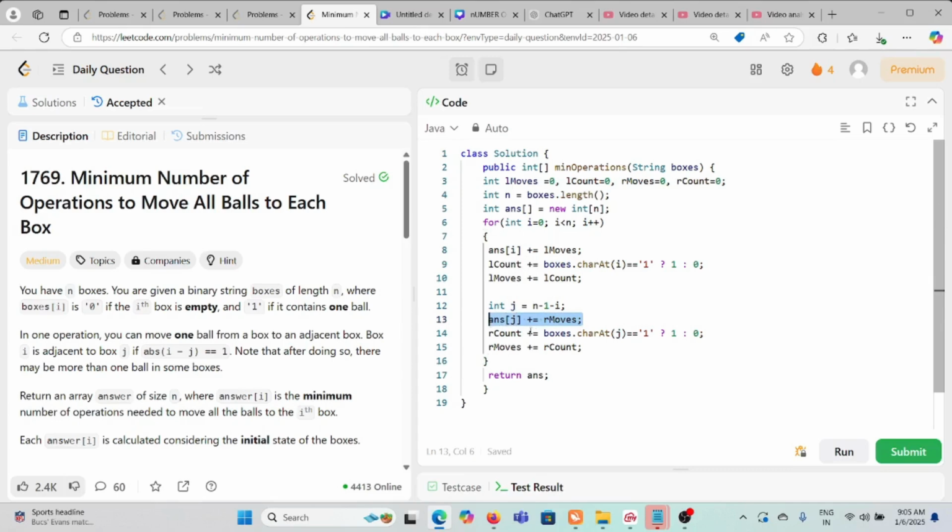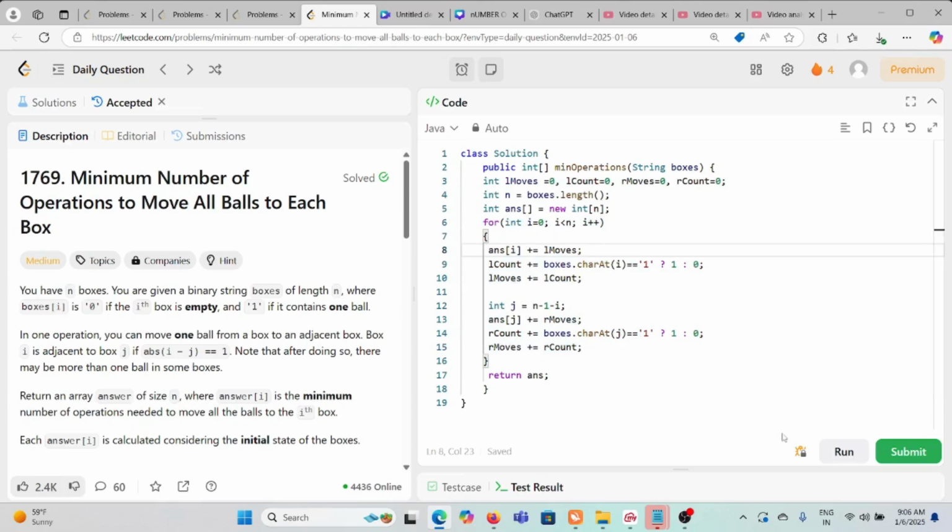Here also we are doing the same thing. Answer j equal to answer j plus R moves, and this is our count: whatever the character at j is, if it is 1, then only we increase by 1. And similarly R moves equal to R moves plus R count. As I told you, at every move we have to increase by the count of ones, because that many moves would definitely be added. So we update the answer at the jth location, and for the answer at i from the left side. When we run the entire code, we have the minimum effective moves required from the left side ones as well as the right side ones.